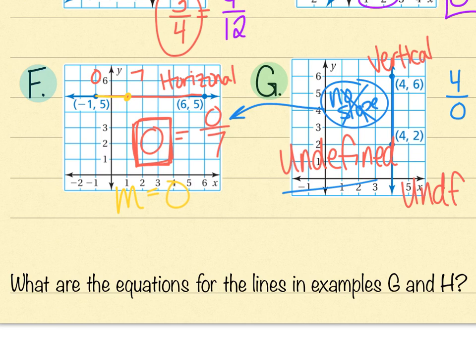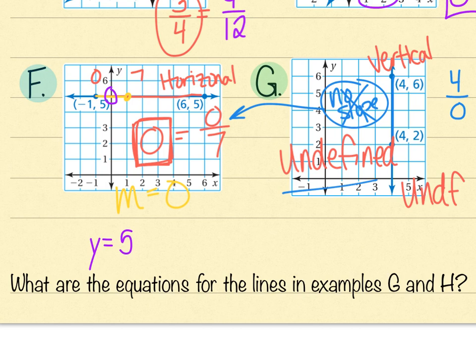And I threw this last question in here because I wanted to give you guys some extra, kind of relate this to the 4.1 lesson that we did. It says, what are the equations for the lines in example G and H? Well, if you look in your notes for 4.1, we know that any horizontal line is going to start y equals, and then whatever the spot it crosses the y-axis. So since this line crosses the y-axis at 5, right up there, the equation for this horizontal line is just y equals 5. All horizontal lines will start y equals and then a number.